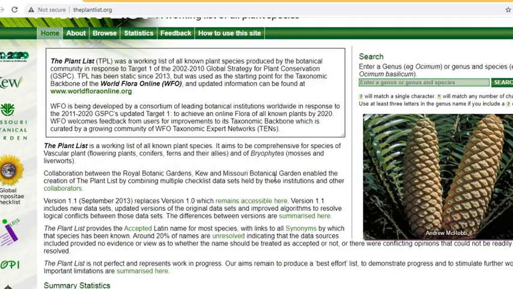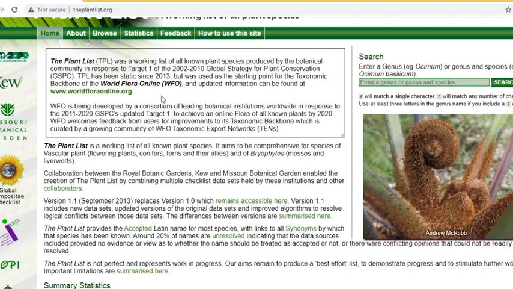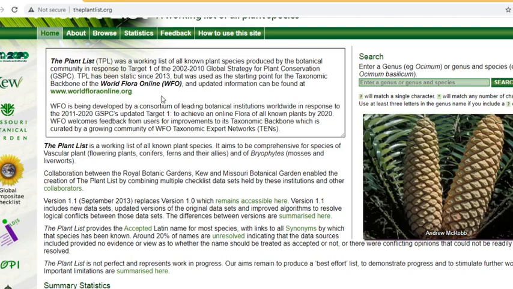In our country as well as most of the Commonwealth countries, we are still following the Bentham and Hooker system of classification, but slowly I have seen reports that the important herbaria of the Commonwealth countries are slowly shifting to the APG system of classification.